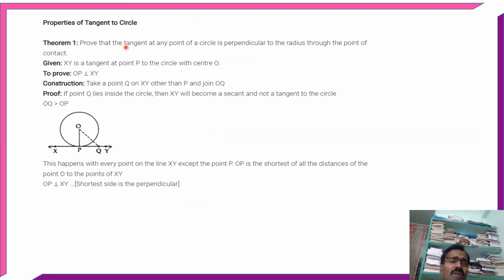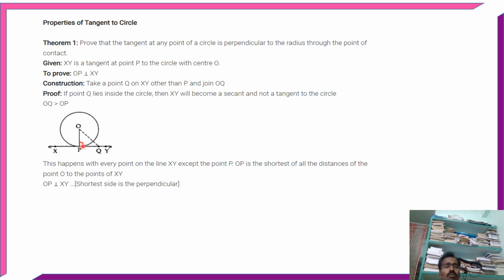Now, the properties of tangents to a circle. First property: the tangent at any point of a circle is perpendicular to the radius through the point of contact. As we know, a tangent means a line or line segment which touches at one point on the circle, and the point at which it intersects the circle is called the point of contact. If you draw any line segment from the center to the point of contact, it is always perpendicular. As we know, perpendicular means it is exactly 90 degrees.